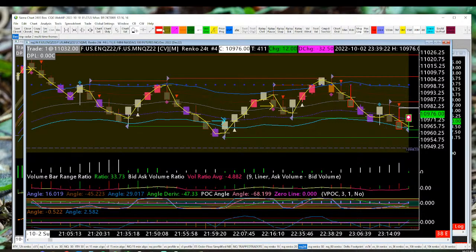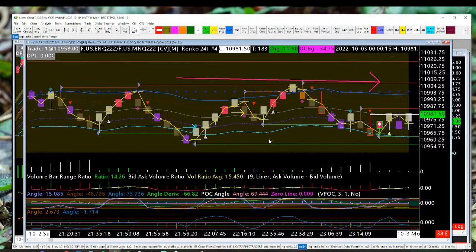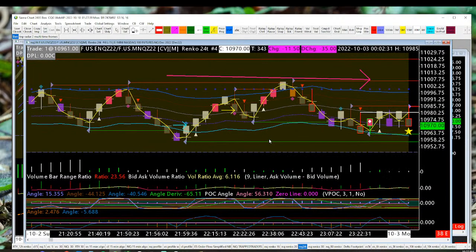My target is in here somewhere for this move, but if I get here, I'm definitely taking my runners off. That's as far as I would expect it to go. Let's see if we even get up there. I don't know if we will. Okay, we get another red bar.